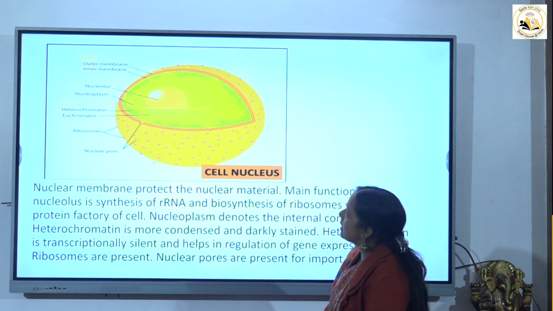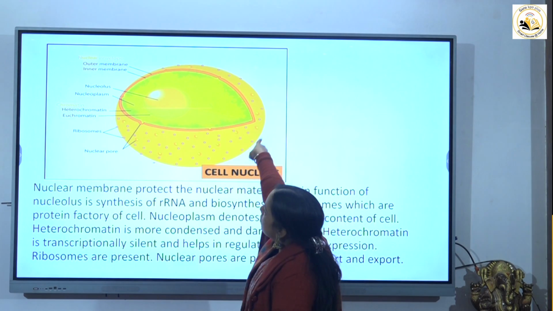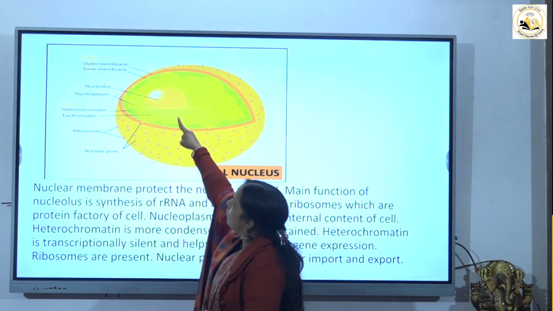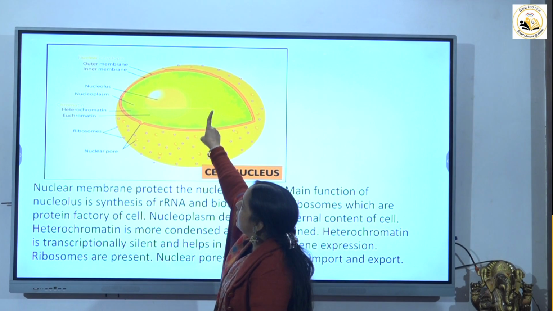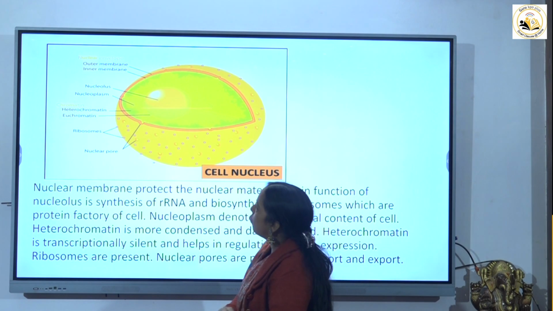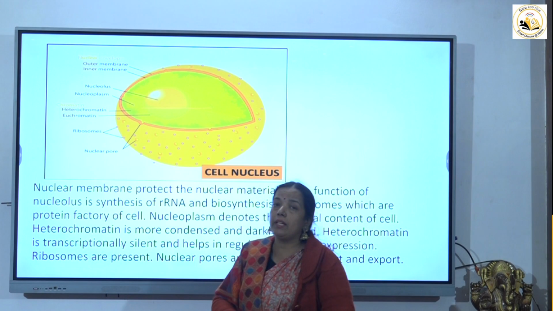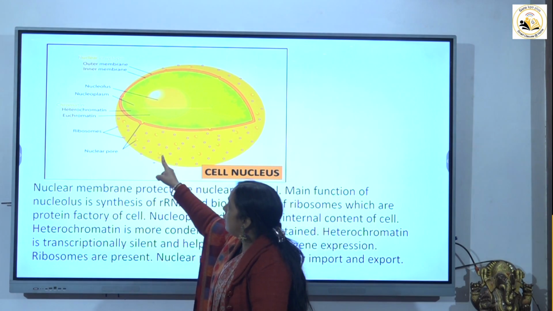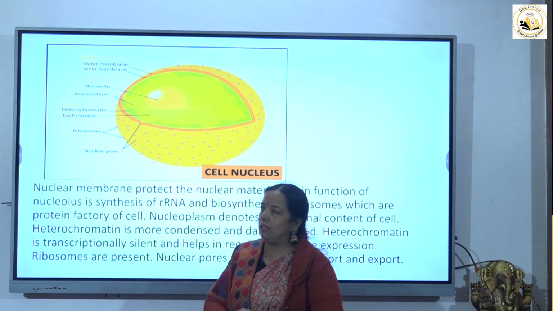This is the structure of the cell nucleus. You can see the nuclear envelope is composed of two membranes, outer membrane and inner membrane. Inside there is a nucleolus. Outside the nucleolus and between the nuclear envelope there is nucleoplasm. This nucleoplasm contains heterochromatin and euchromatin. Euchromatin is actively dividing chromatin material.